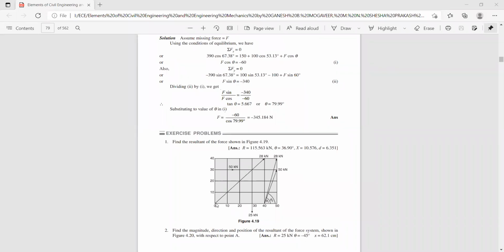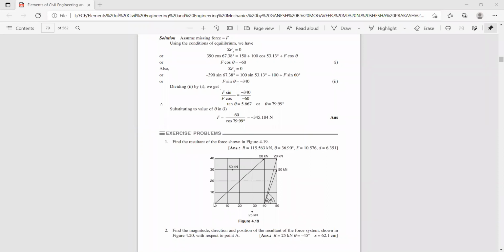Now let us find the position of the resultant, that is d. We have the basic equation R into d, that is the moment of the resultant. We'll be using Varignon's theorem. R into d is equal to sigma M A, the moment of all the forces with respect to this point A.